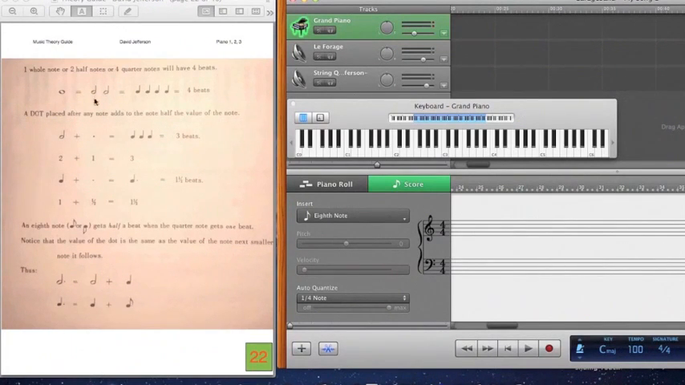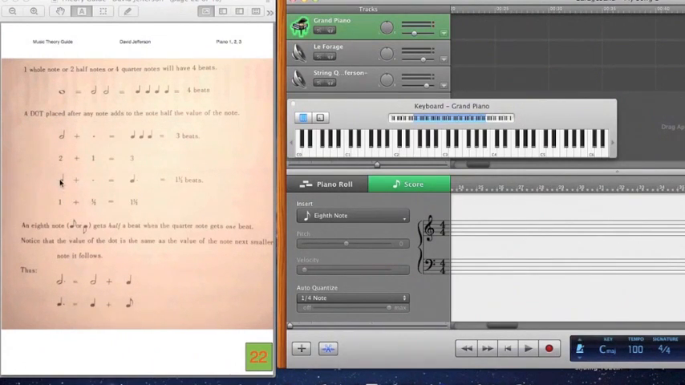So half the value of a half note is a quarter note. So this half note plus this dot equals 3 quarter notes. Half of this is 1 quarter note. So this plus 1 quarter note equals 3 quarter notes. And this is 2. For 3 beats, dotted half equals 3 beats. 2 plus 1 equals 3.